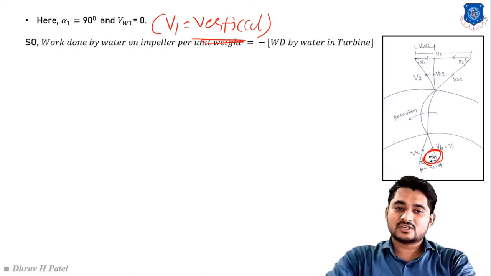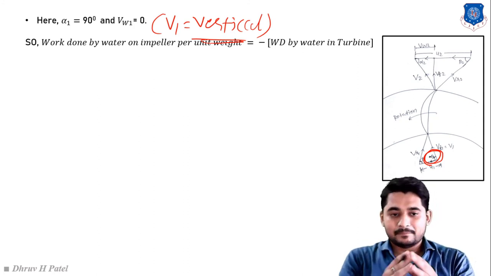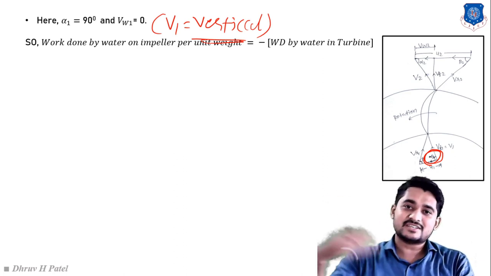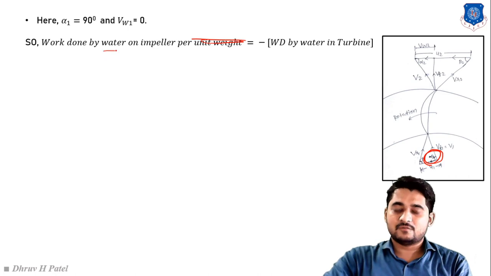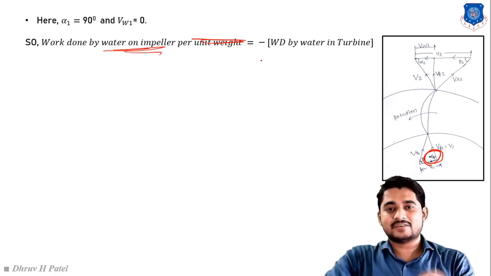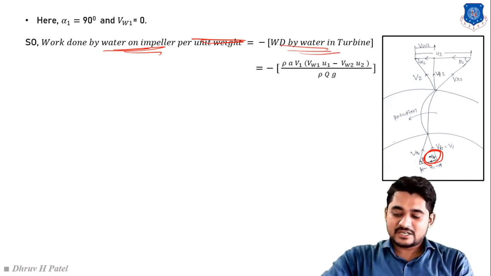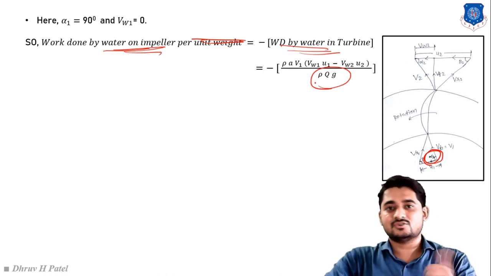Then work done by the water on impeller per unit weight. In the turbine you have to find the work done by the water on the runner, but in the pump you have to find the work done by the impeller on water, because we have to rotate the impeller for centrifugal action, right? So first of all, work done by the water on impeller is equal to minus, that means exactly the reverse value of the work done by water in the turbine. You got my point? That will be minus of mass flow rate rho A V1, and we can find this value from the turbine equation, VW1 U1 minus VW2 U2 divided by unit weight, that is rho Q g, right?